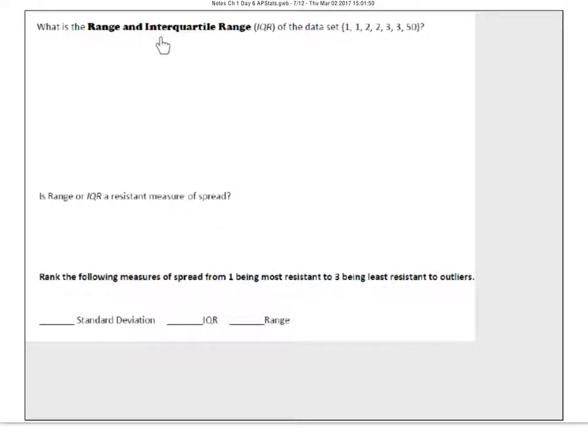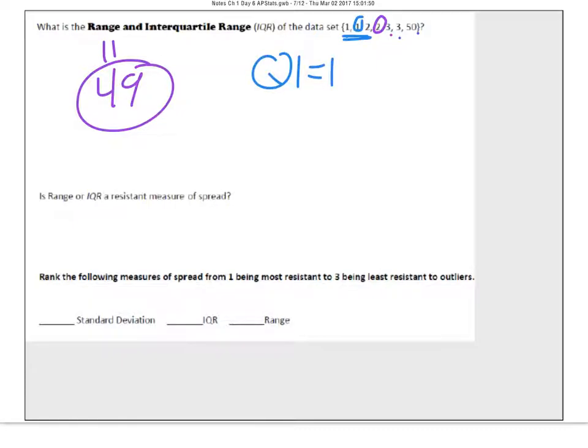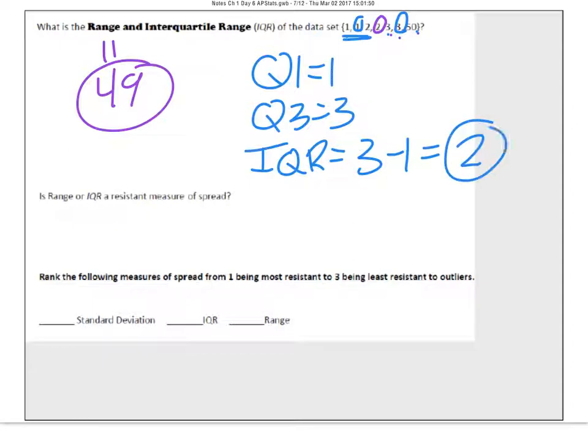Now let's take a look at range and interquartile range with that same data set that we had. If we compute the range, obviously the range is 50 minus 1, or 49 in this case. For the interquartile range, we do need to find quartile 3 and quartile 1. If we find the median here, the median is 2. Therefore, our lower half of the data is right here. The middle of that is 1, so quartile 1 is 1. The upper half, the middle is going to be 3, so quartile 3 is 3. Therefore, the interquartile range is 3 minus 1, or 2.